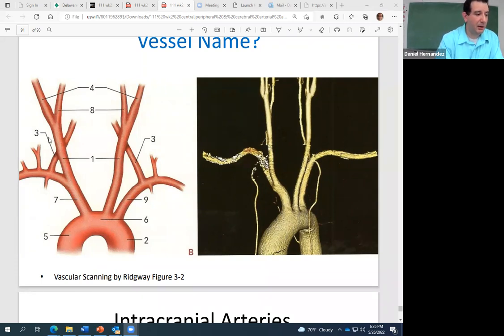3 is going to be your right vertebral. So 3 over here is again going to be vertebral arteries. 8. So if you think about your orientation, we said these were more medial. Those are going to be your external carotid arteries. This is going to be your internal carotid arteries, more lateral.